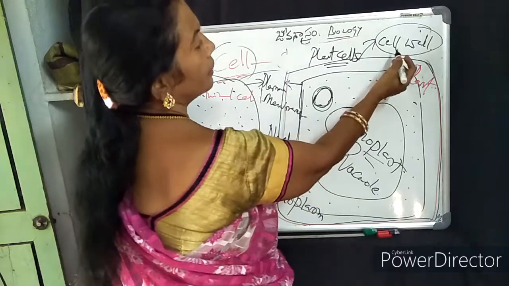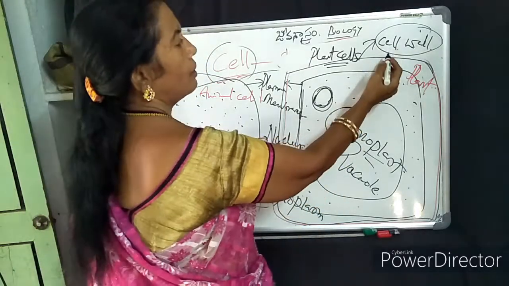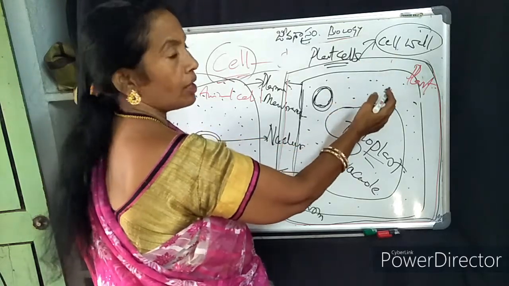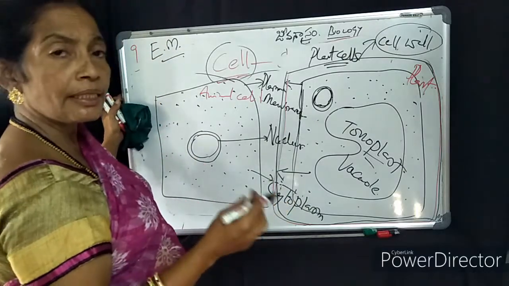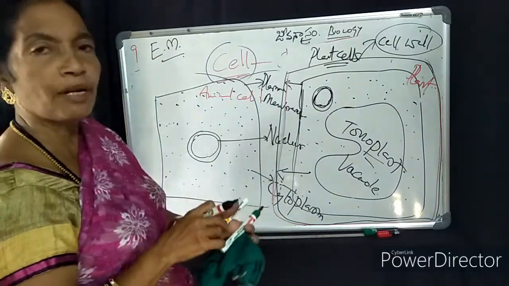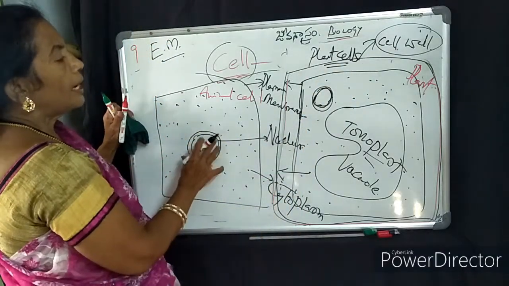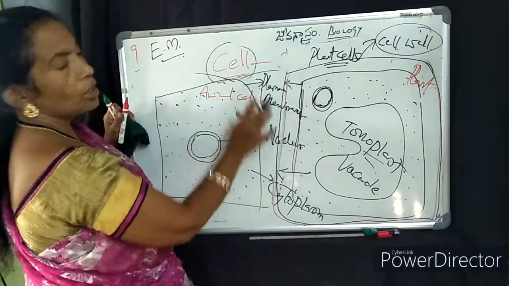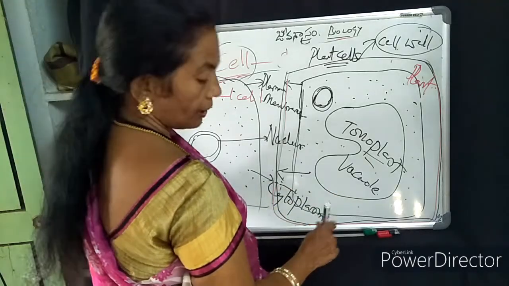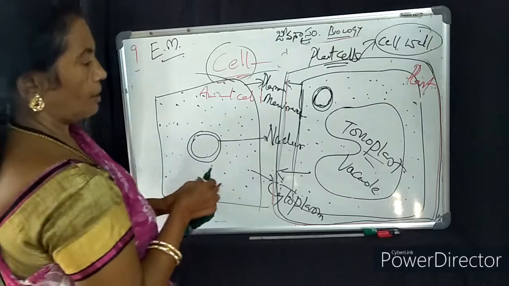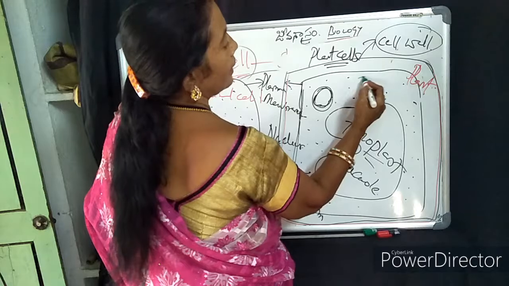And the third utmost important difference is the cell wall. Only in plant cells do we see the cell wall. Whether it is a big plant or a small grass plant, they have cell walls. And in the animal cell there is no cell wall at all. So this is the third difference. And what is the fourth difference? The fourth difference is also in the plant cell.